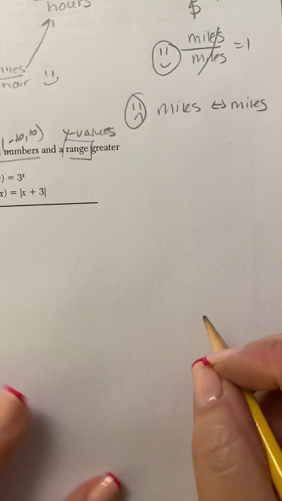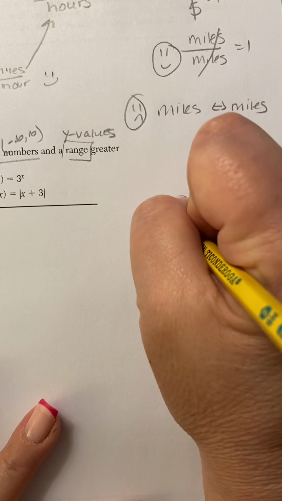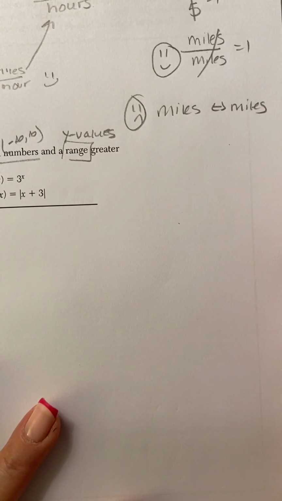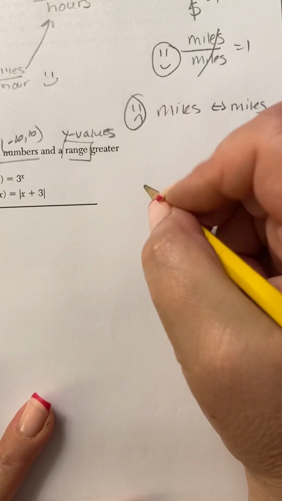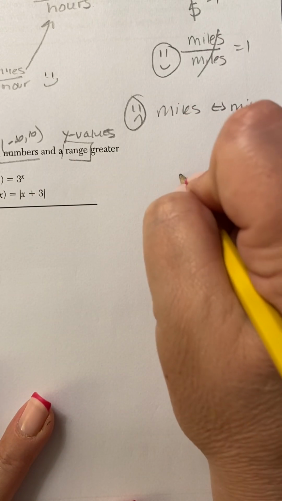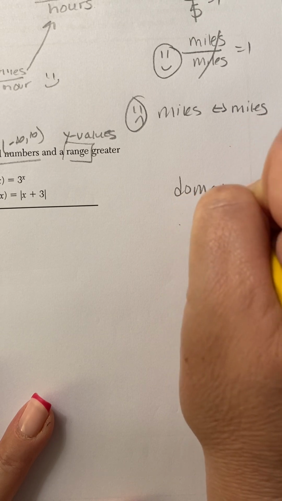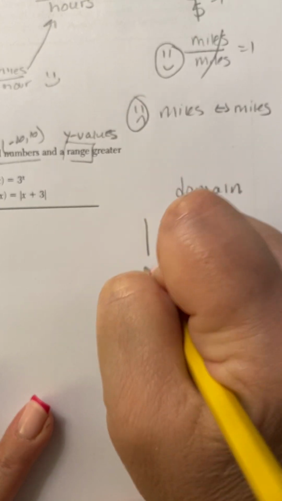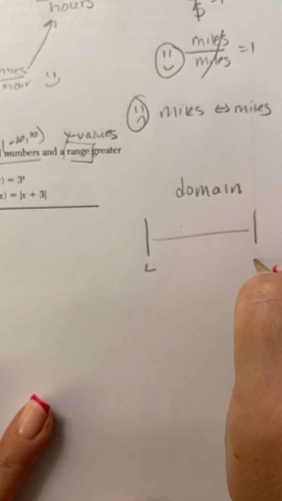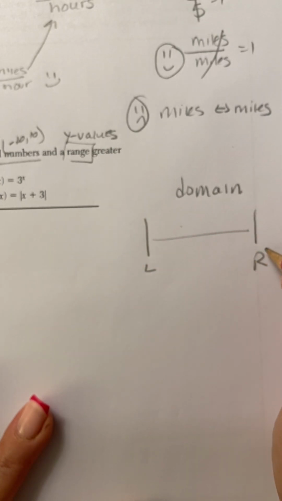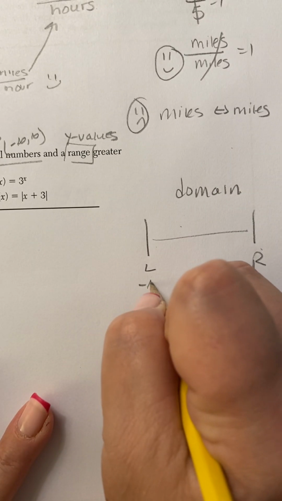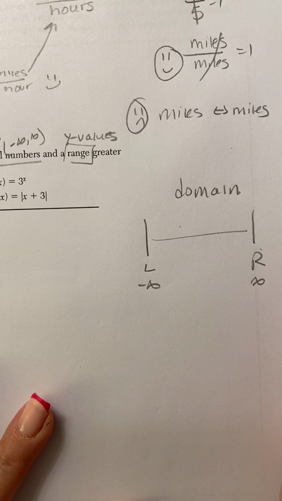So let's just review that one more time. If I have a graph, and we have all different kinds of graphs here, we have 4 different kinds. I have a graph. My domain is going to look like this. How do I measure from the left to the right? Whatever this number is to whatever this number is, that's going to be your domain. And in this case, they want it to go from negative infinity to positive infinity, which is what happens in a lot of our graphs.